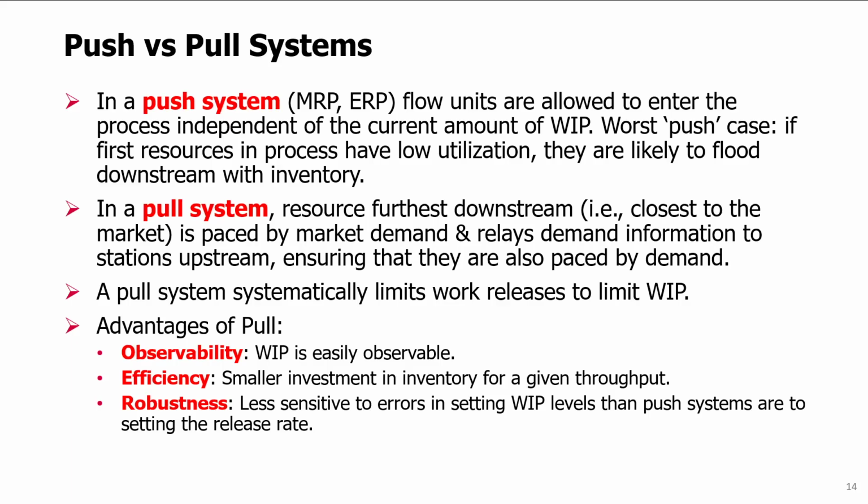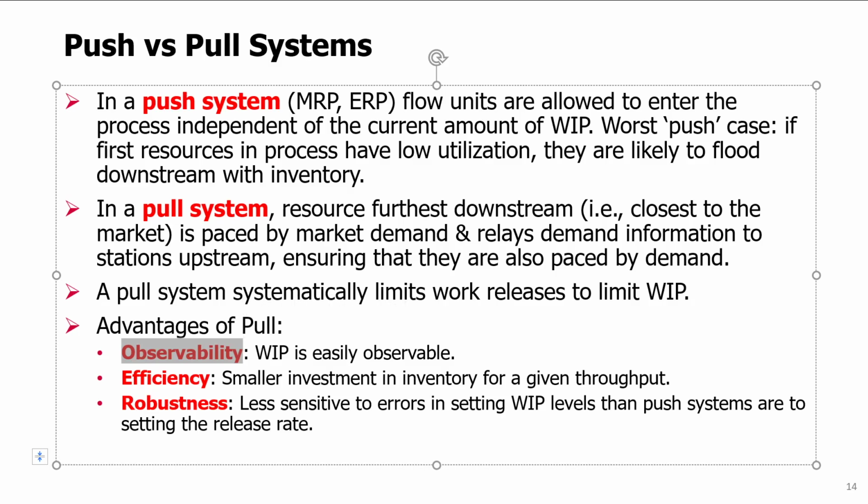The advantages of pull are, first of all, observability. Because we have small work in progress inventory that is stored on location, like at the end of the production station, it is easy to observe. Efficiency, of course: we will have less inventory, and that means a smaller investment for the same throughput. And the third advantage is robustness.